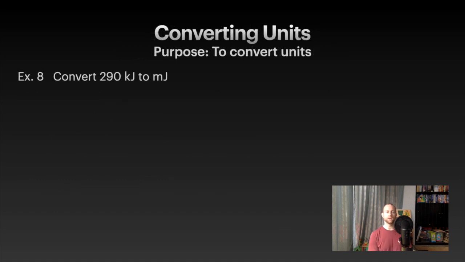Now let's do some unit conversion. This is basically a combination of the other 2 sections. So we've got 290 kilojoules into millijoules. There's a process to this. It's not overly complicated. What you're going to do is you're going to take your known prefix and you're going to minus from that your unknown prefix.